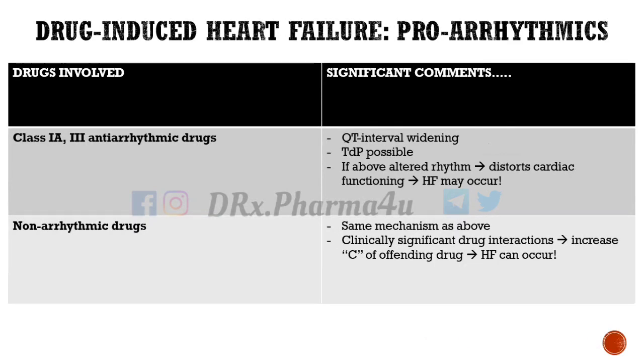And then we have class 2A and class 3 antiarrhythmic drugs. They can cause QT interval prolongation, which can lead to torsades de pointes. That can actually make the cardiac functioning abnormal and can lead to direct cardiac arrest or maybe heart failure. Even non-antiarrhythmic drugs can do the same thing. For example, you are taking a particular drug which doesn't cause arrhythmia, but increases the plasma concentration of another drug which causes arrhythmia or heart failure, then that can also be a matter of concern.